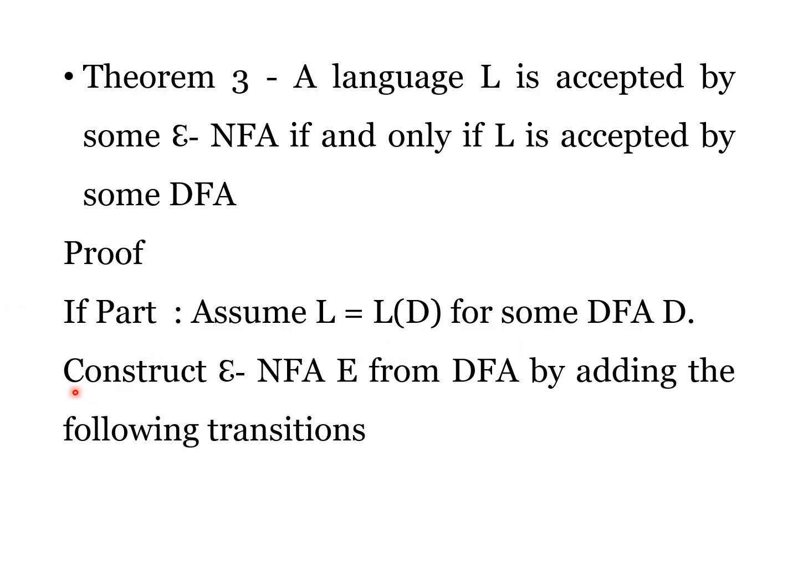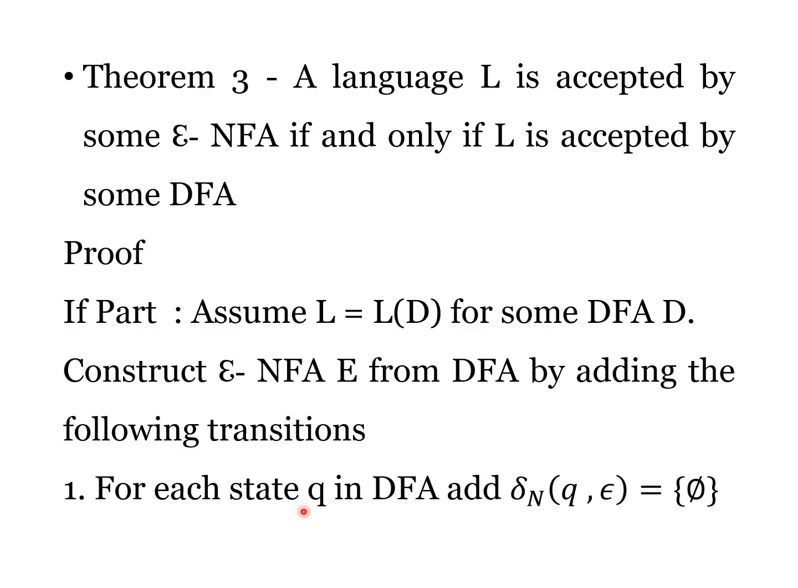So we want to construct an epsilon NFA E from the given DFA by adding the following transitions. All the other things are the same: the states, the input symbols, the start state and the final states are all similar to the DFA. The only thing that differs from the DFA is the transition. How the transitions differ is what we are going to see in the next slide.